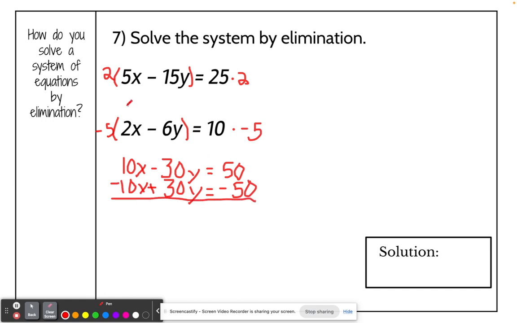So now when I add these two equations, 10x and negative 10x is 0. Negative 30y and positive 30y is 0. And 50 and negative 50 is also 0. So I end up with 0 equals 0, which is a true statement, which means my solution is infinite. These are the same equation.